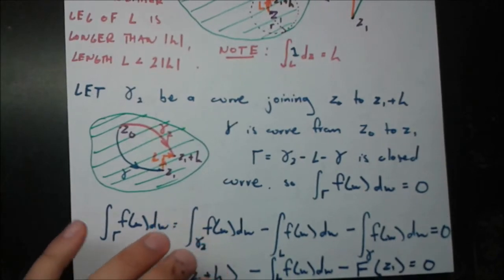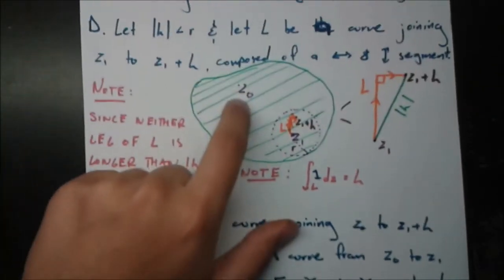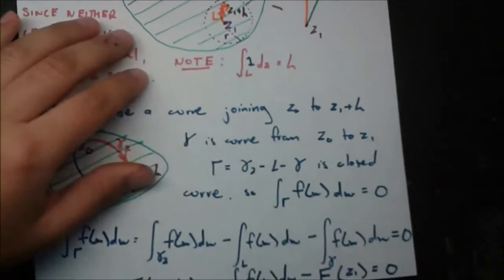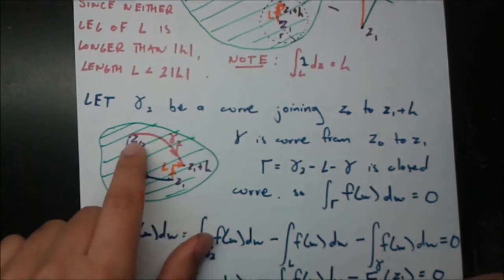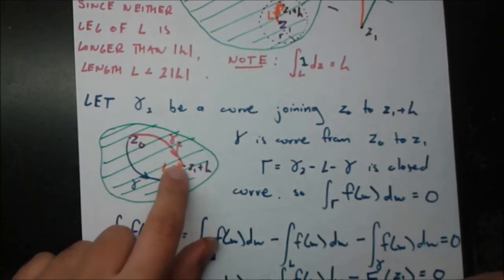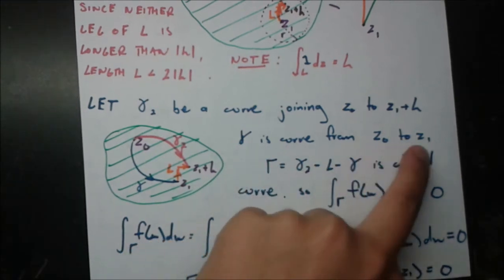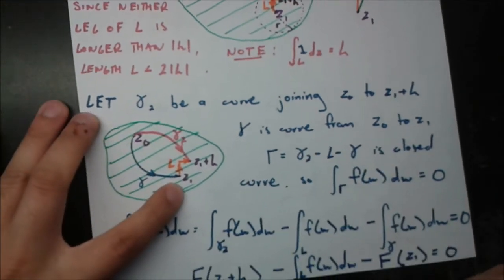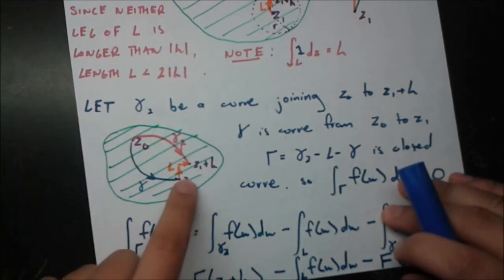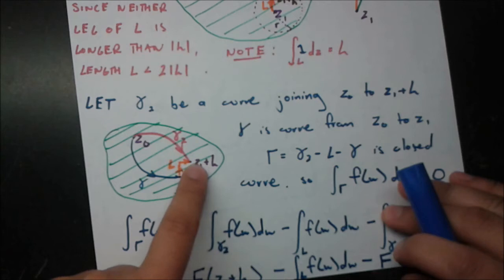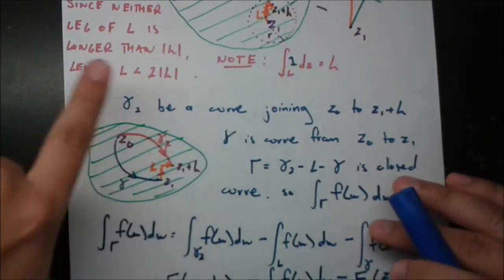So the next thing we're going to do is let gamma sub 2 be a curve joining z0. So remember, that's been floating up here, doing nothing so far. Be a curve joining z0 to z1 plus h. So I've drawn that in pink here. z0 to z1 plus h, okay? And gamma is a curve joining z0 to z1. So this is going from z0 to z1. So now we have this kind of loopy looking thing because we have something from z0 to z1, we have something from z1 to z1 plus h, and we have something from z0 to z1 plus h. Only problem is they're not all going the same direction we want.